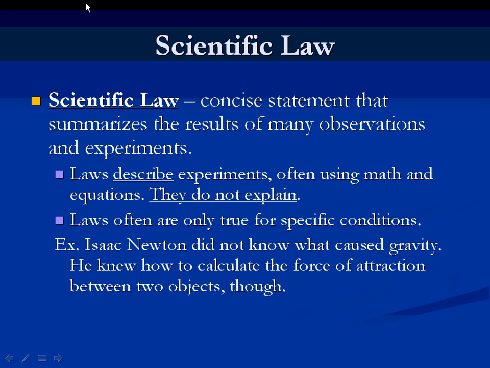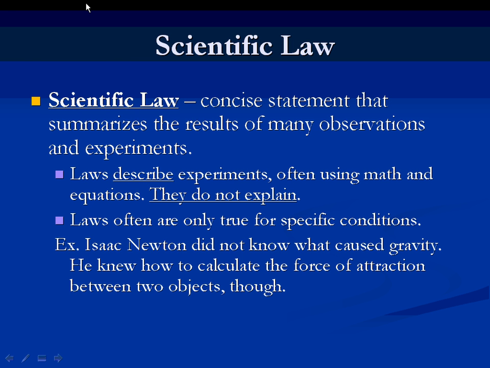Laws and theories are different. Here's the difference. Laws summarize, theories explain. Okay, what that means is laws just say, this is what happened in all my observations. So they're usually mathematical in nature. They describe experiments using math and equations. They do not explain anything.